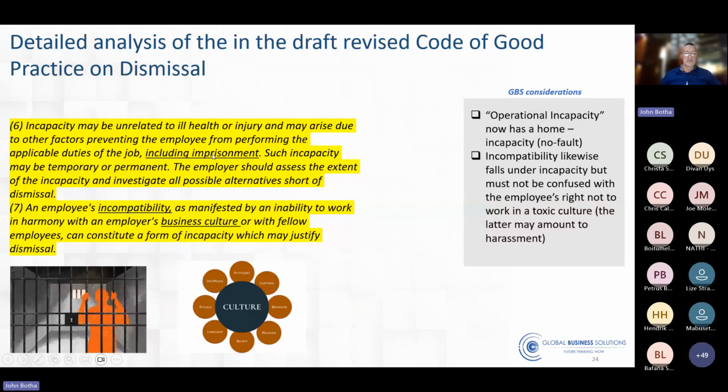So let's deal with imprisonment or incarceration. Previously, when an employee was arrested and imprisoned, either pending bail hearings or pending trial, we were very uncertain as to how to deal with this because, is it misconduct? Is it incapacity? Is it operational requirements? What process do we follow? And here the code is very clear. They're saying if someone's in prison, the first thing you've got to do is try and get hold of them. Remember the audi alteram partem rule. So you've got to get hold of their family members, their legal representatives, or their trade union rep.